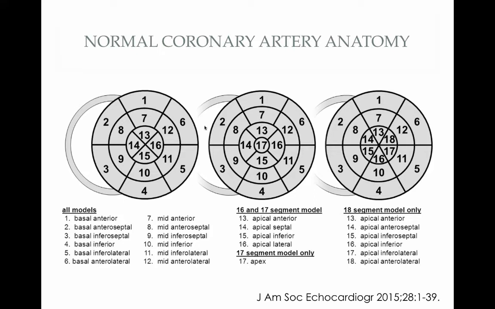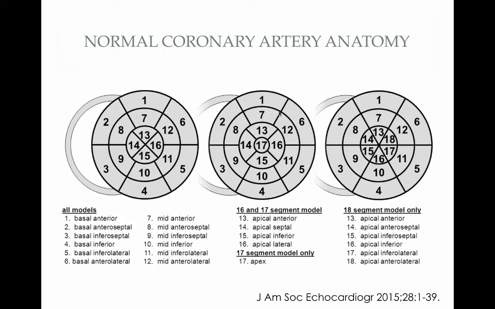Now we know coronary artery anatomy, no matter what segment division you look at. The American Society of Echocardiography and the European Society use the 17 segment model. These are older models here, the 16 segment model and 18 segment model. The 17 segment model is used today, and this divides the heart from base to apex, which ends in the apical cap. So there are the basal segments, the mid segments, the apical segments, and this is the apical cap.